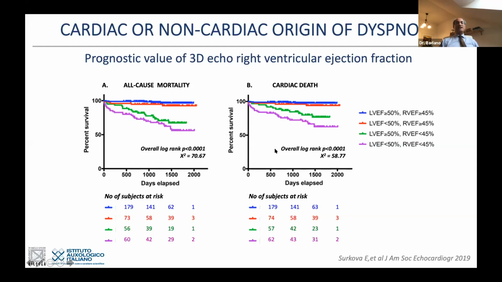And as you can see here, both in terms of all-cause mortality and also of cardiac death, having a reduced right ventricular function with a normal left ventricular function is much worse in terms of prognosis than having a reduced left ventricular function with a preserved right ventricular function. Of course, when both ventricles are dysfunctioning, this is the worst scenario, but this paper clearly shows how important the assessment of the right ventricle is in our patients with a preserved left ventricular ejection fraction in determining their prognosis.